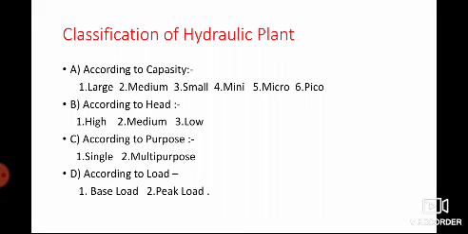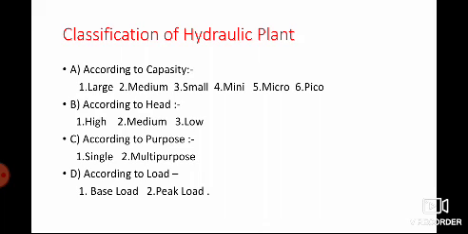Now for small we can say 1 to 25 megawatt. For a mini plant, 100 kilowatt to 1 megawatt. For a micro plant, 5 to 100 kilowatt. For pico, less than 5 kilowatt. The second is according to the head. According to the head we have high head, medium head and low head.